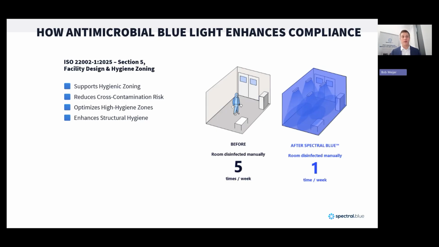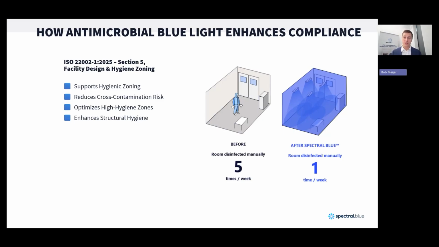So how do we tie this solution into what was presented before? If you go back to section 5, facility design and hygiene zoning, antimicrobial blue light disinfection reinforces physical and temporal separation between raw and processed areas, especially where structural barriers are limited. Continuous automated antimicrobial action in high-risk zones such as airlocks, packaging areas, and gowning rooms minimizes microbial transfer via the air, surfaces, and personnel movement.